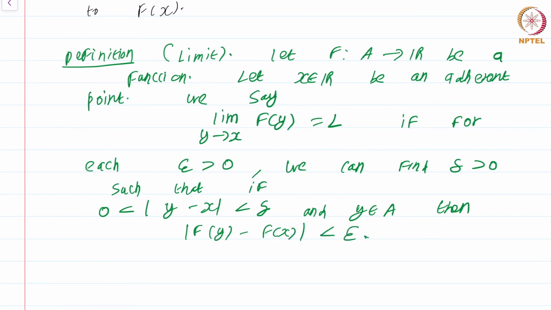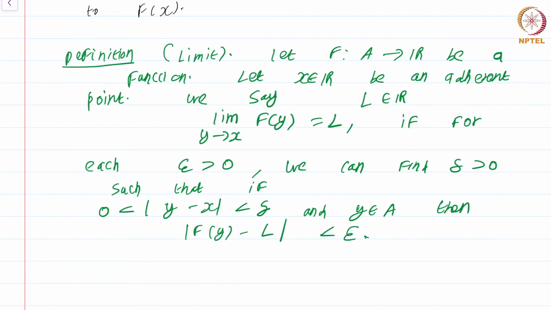Okay. So let me just read out the definition again. We are given a function f from A to R. You take any adherent point. Oh, sorry, I made a slight mistake. This is of course capital L. And let me write L is an element of R. So we have a function f from a set A to the real numbers. We pick an adherent point. This point x need not be an element of A. The function f need not be defined at the point x.